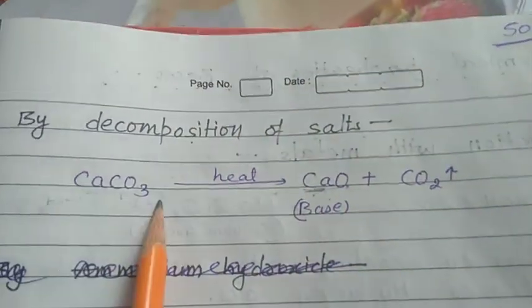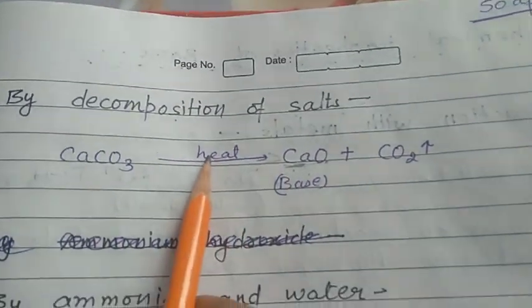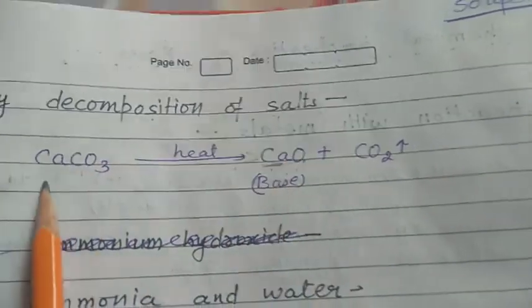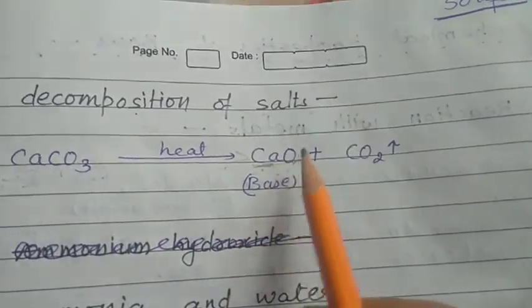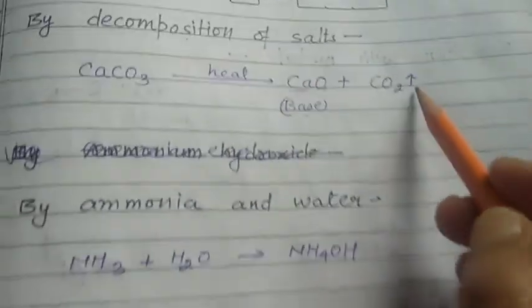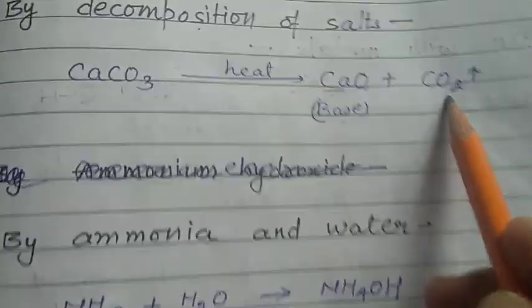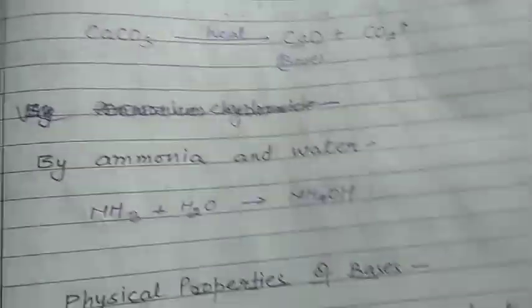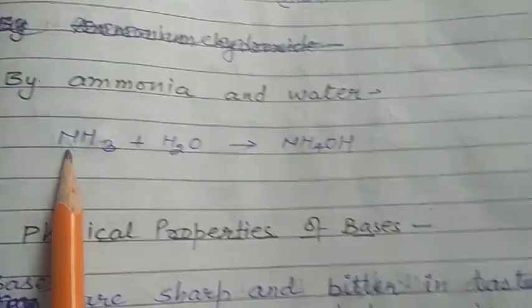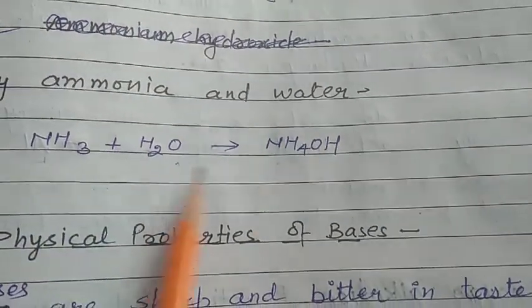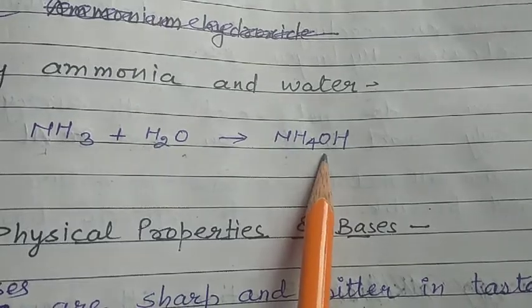Next is by decomposition of salt. If you have a salt, you decompose it through heat, and you will get the corresponding metallic oxide, which is a base, and carbon dioxide gas will be released. To form ammonium hydroxide, you can simply react ammonia with water and you will get ammonium hydroxide.